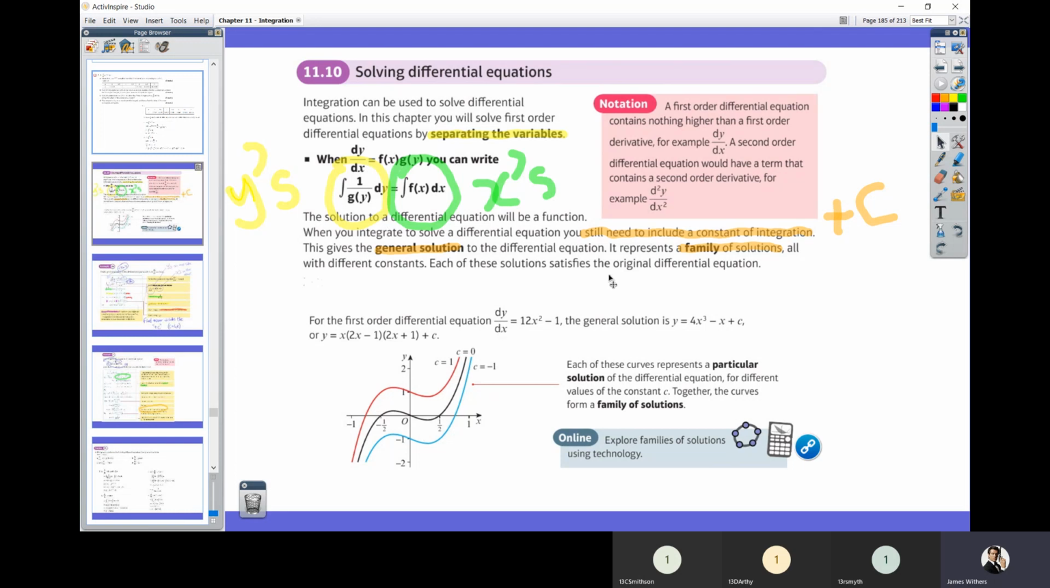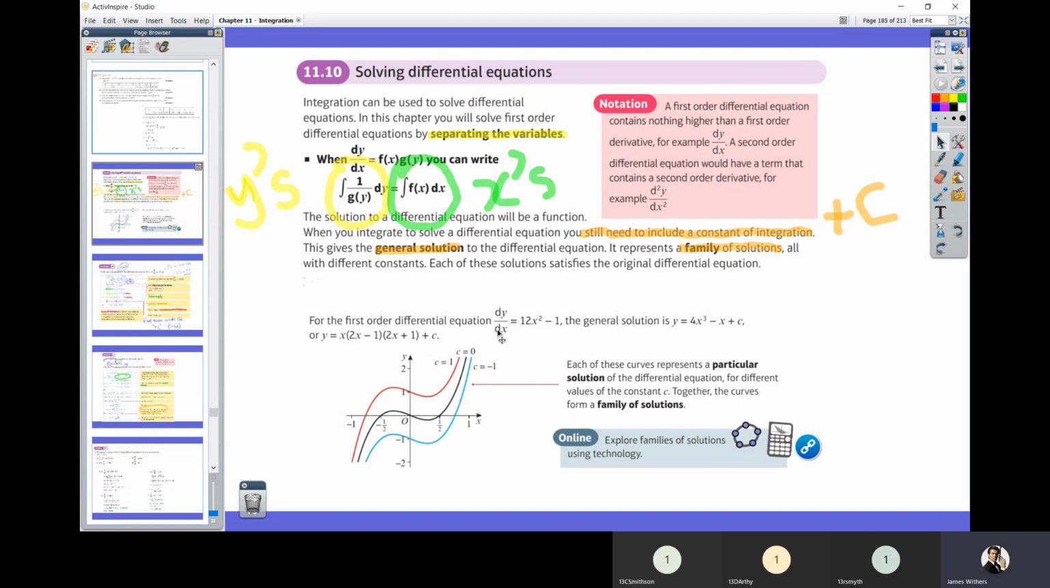But I would like to just explain this bit at the bottom. Because we are integrating, as always, we're going to effectively get a plus C. Because of that, there are going to be numerous correct answers, and so we get a generalized solution. But because the plus C could be 5 or 6 or 9 or whatever, it gives us a whole series of correct solutions, and these are called the family of solutions. When you integrate to solve a differential equation, you still need to include a constant of integration, plus C. This gives the general solution. It represents a family of solutions.